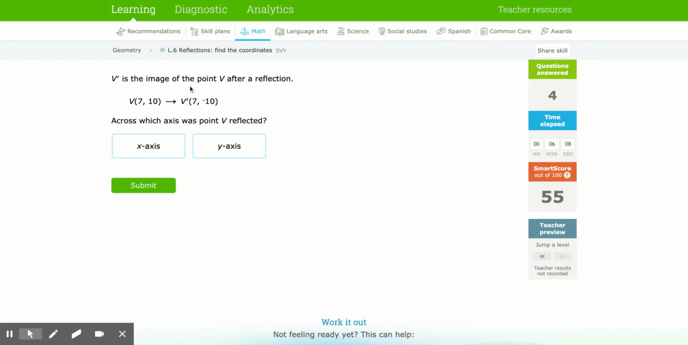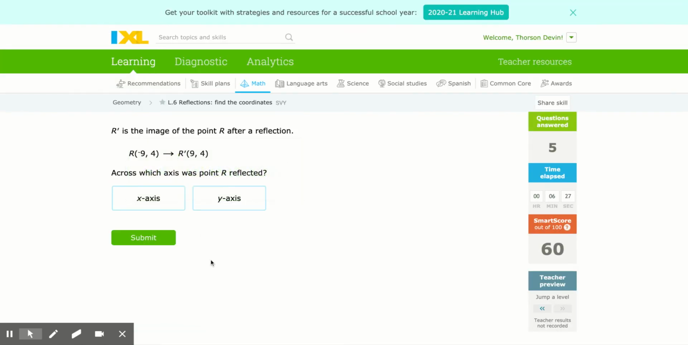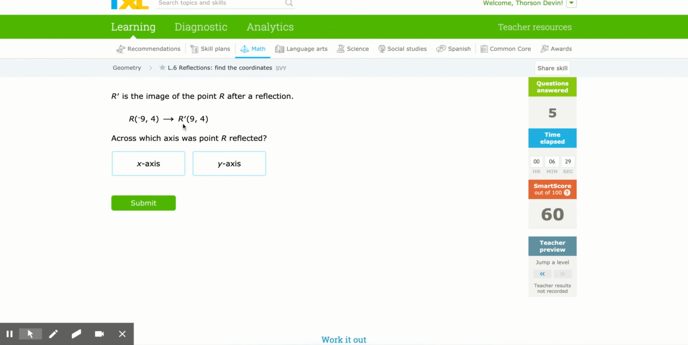V prime is the image of point V after reflection. Across which axis was the V reflected? So now they're just saying, look, what changed? The y changed. If the y changed, we reflected over the x-axis. It's always the opposite of the one that changed. If y changed, we reflected over the x-axis. If x changed, we reflected over the y-axis.